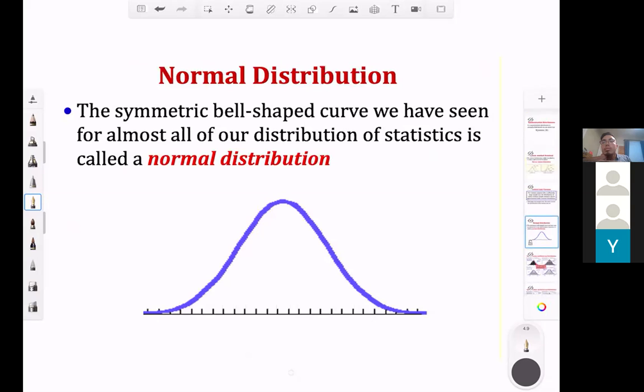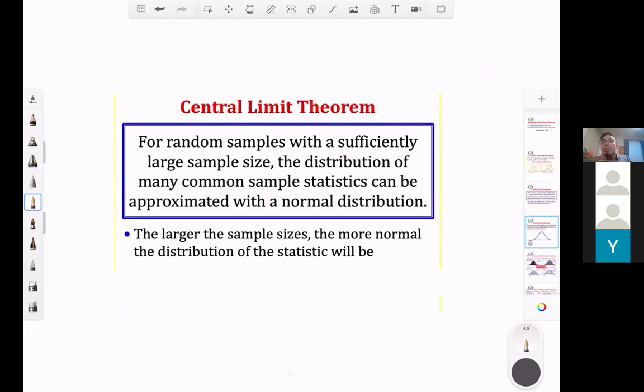We have a theorem on this. Central limit theorem: for a random sample with sufficiently large sample size, the distribution of many common sample statistics can be approximated with the normal distribution. The larger the sample size, the more normal the distribution of the statistic will be.